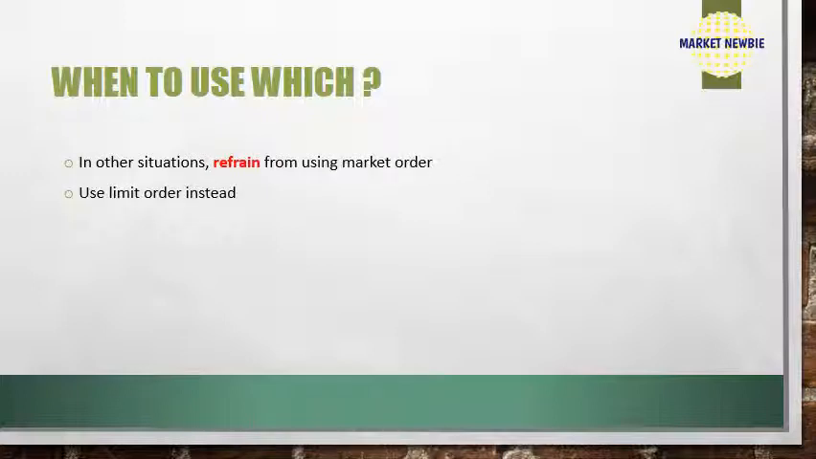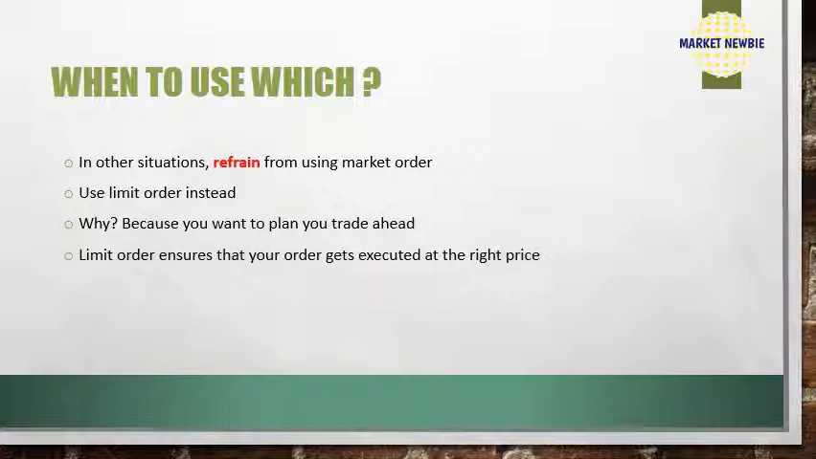This is because Forex market is a 24-hour market. It is very unrealistic to stay watching it all the time and wait for the market to reach the price that you want and then place your market order. We recommend using limit order instead. Limit order ensures that your order gets executed at the right price instead of chasing after speed. The other reasons include the spread and extreme market fluctuations, which we will discuss in the later slides.